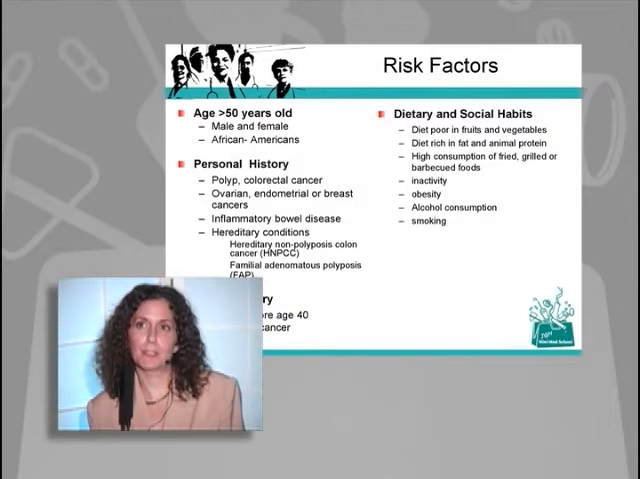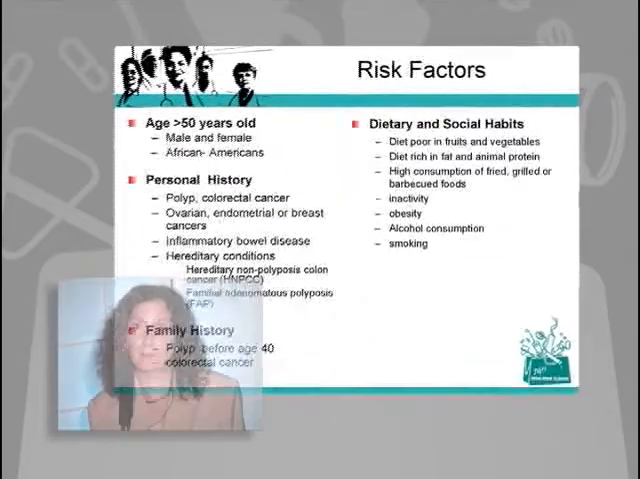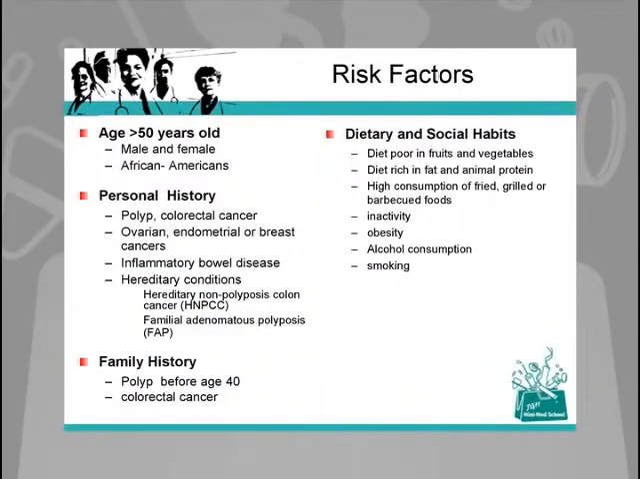Before we go ahead and talk about prevention, let's talk a bit about the risk factors. We already mentioned that after the age of 50, you're more likely to develop polyps. There's a 25 to 30% chance that you'll have some polyps. And that's equally true both in male and in female. And we see a bit of a higher risk in African Americans.